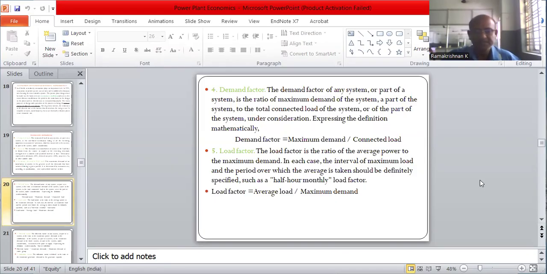Here, the average load is indicated in the regular interval. So the interval is indicated, and maximum demand. The maximum demand is also expressed in a specific period of time, because it's a half hourly or monthly load factor. So accordingly, the load factor is called. The interval of maximum load is expressed, and also the period over which the maximum demand is expressed is noted in the load factor. So accordingly, the load factor is called.